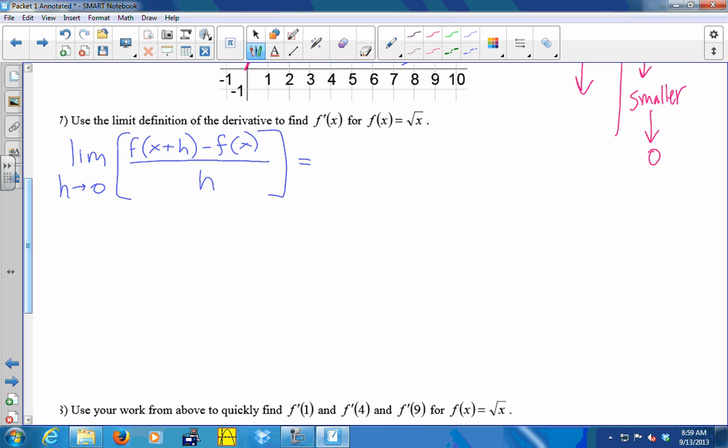So then I'm going to plug some stuff in, right? F of x is the square root of x. So I'm going to put an x plus h into that function. And again, carry along your limit as h goes to 0 at every step. So this is the square root of x plus h minus f of x, which is the square root of x, all over h.